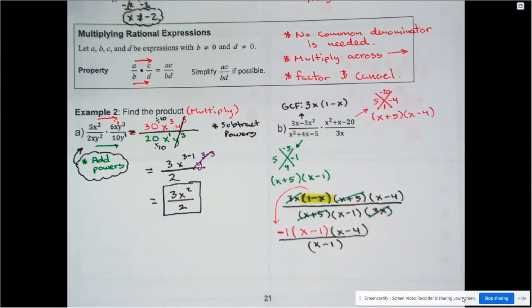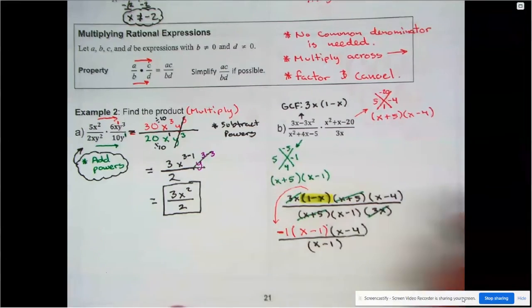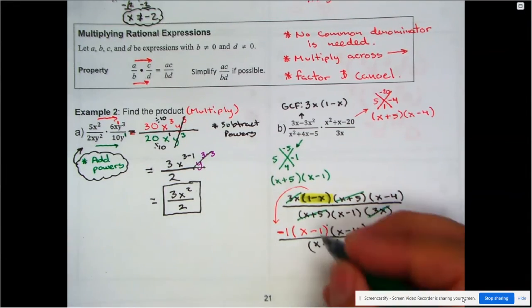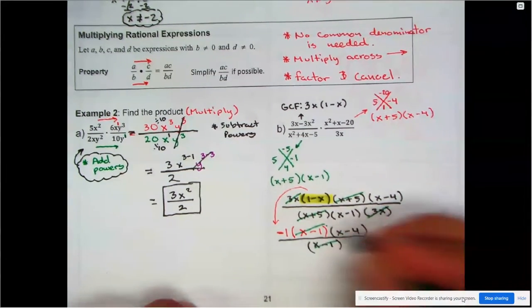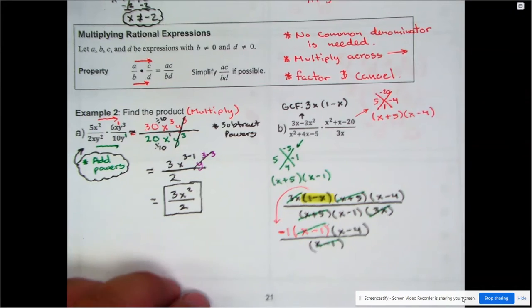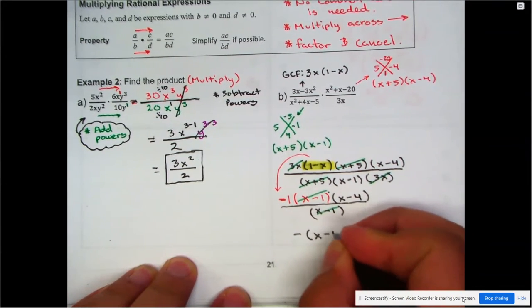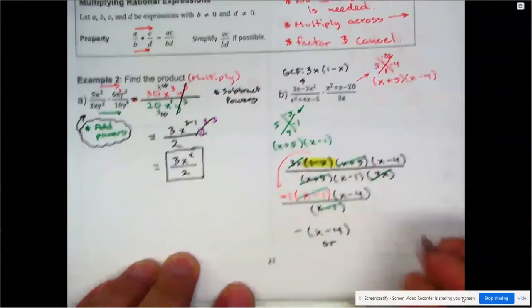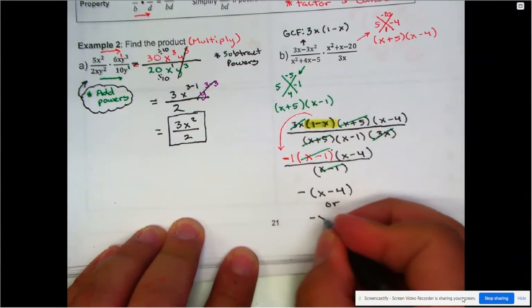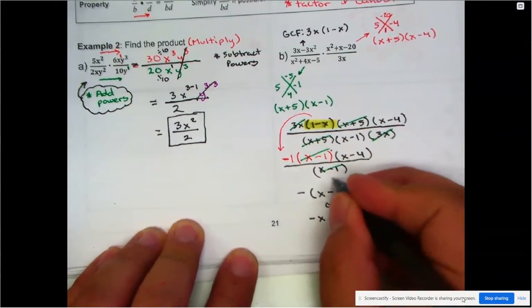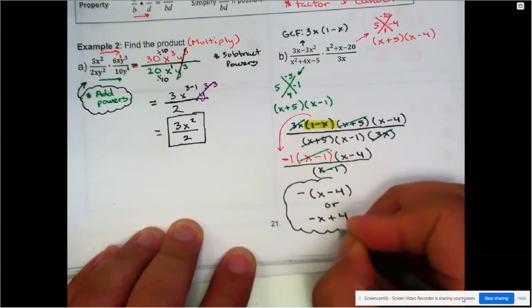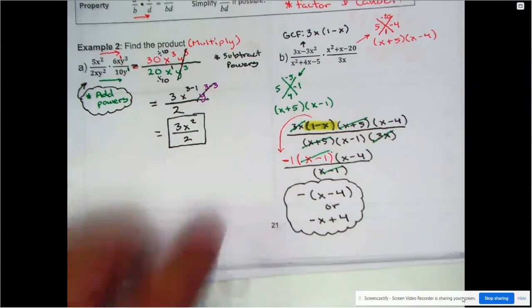So as you can see, we can cancel this one out. It is exactly the same, but we had to take out a negative in order for us to do that. And so my answer is just negative x minus 4. Or if I distribute the negative back, negative x plus 4. So there's my answer. One of those two. Either of those two works.